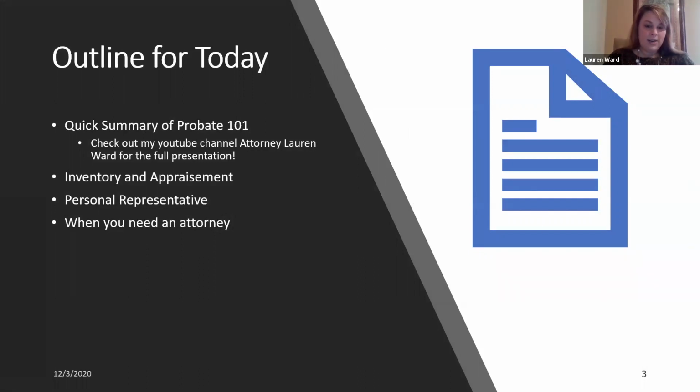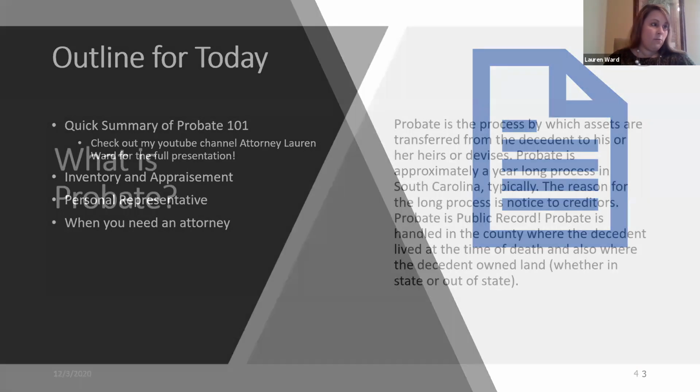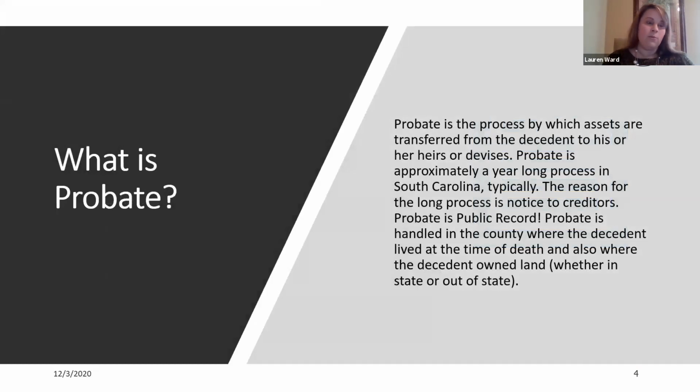Getting started here now, we'll go into first our refresher from Probate 101. Probate is the process by which assets are transferred from the decedent, that's the deceased individual, to his or her heirs or devisees. Heirs are, if you don't have a will, the people at law that will inherit. Devisees is if you have a will, your beneficiaries in that will. So just some quick facts about it.